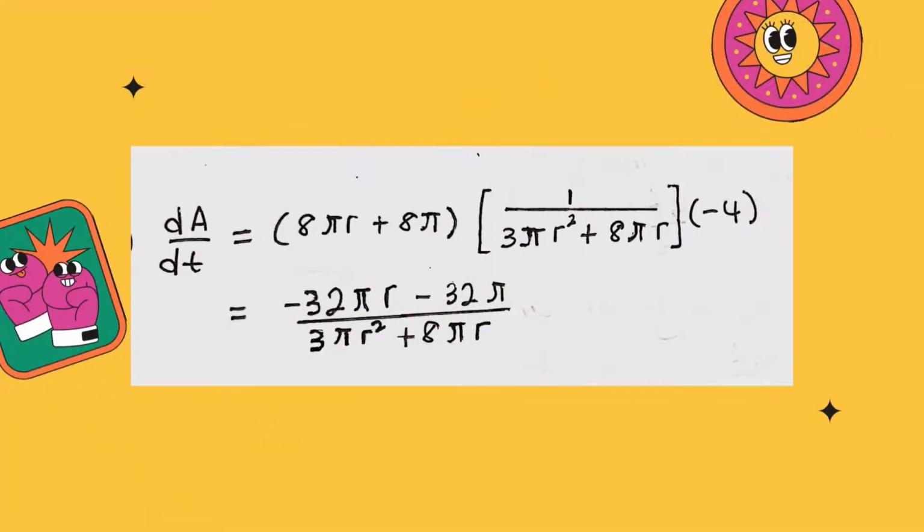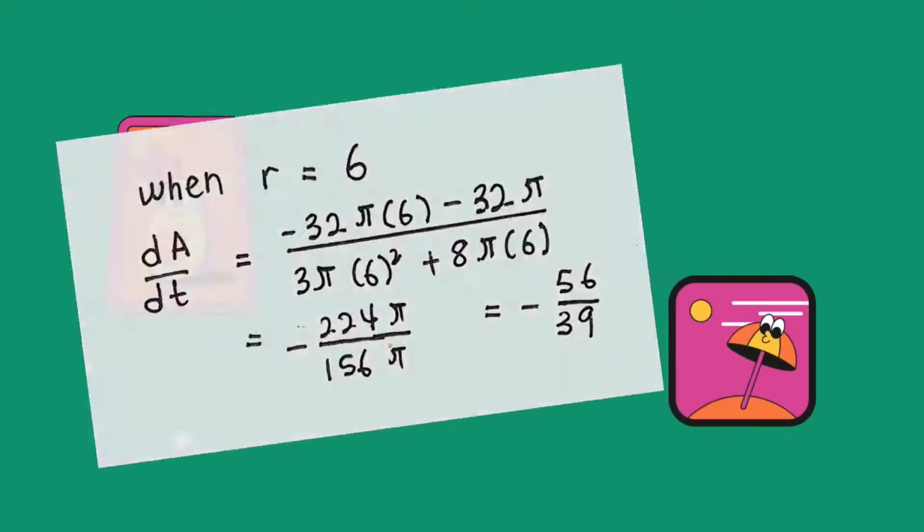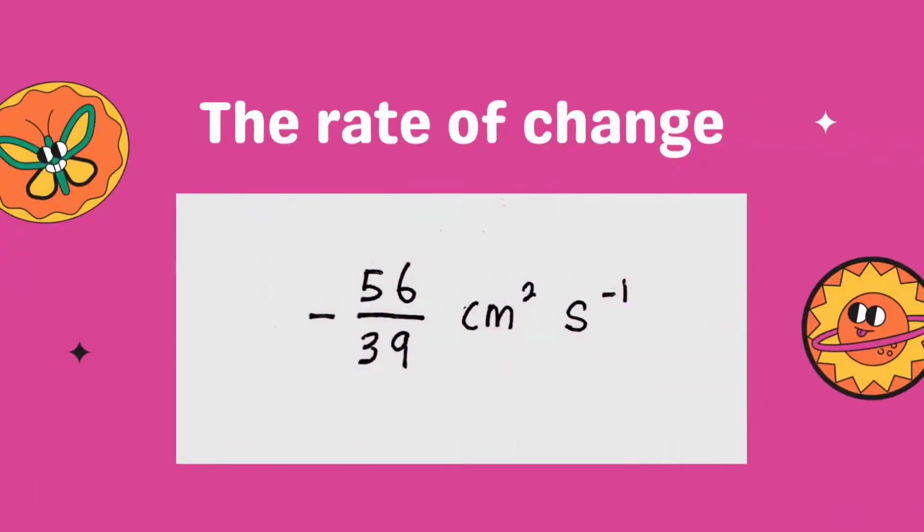After we put together all the equations for dA/dt, we get negative 32 pi r minus 32 pi over 3 pi r squared plus 8 pi r. When r is equal to 6, we replace r in the dA/dt equation with 6, and we get negative 56 over 39. So the answer to question number 3 is that the rate of change is negative 56 over 39 centimeters squared per second.